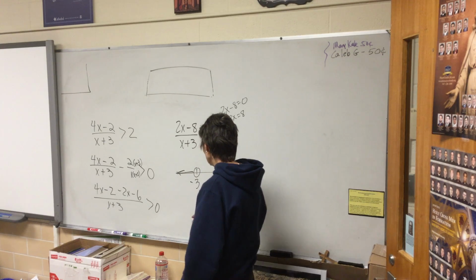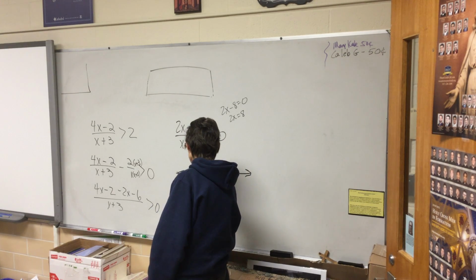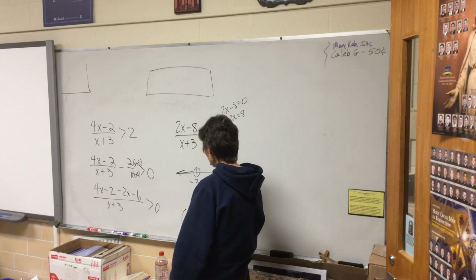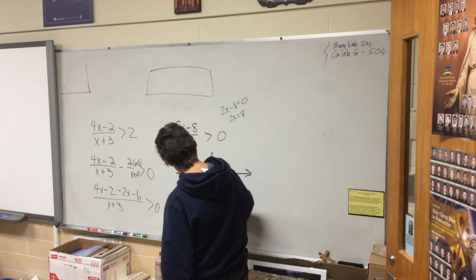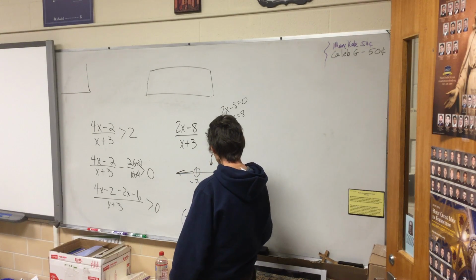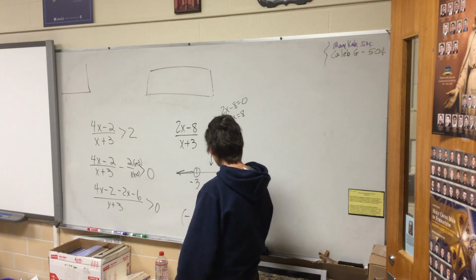And then it should be parentheses, negative infinity, comma -3, union, parentheses, 4, comma, infinity. Yep. That's exactly right.